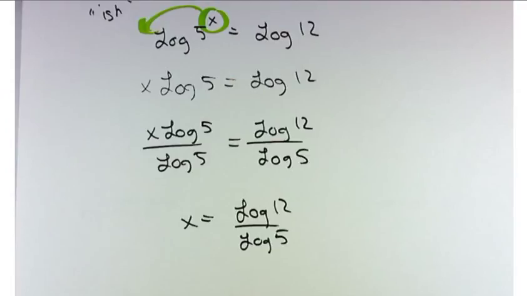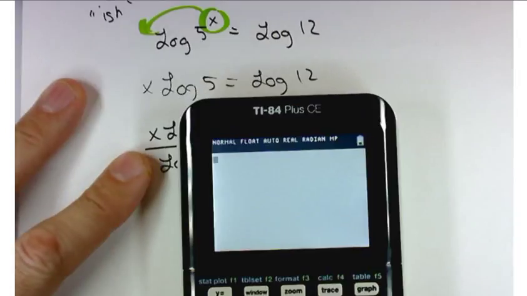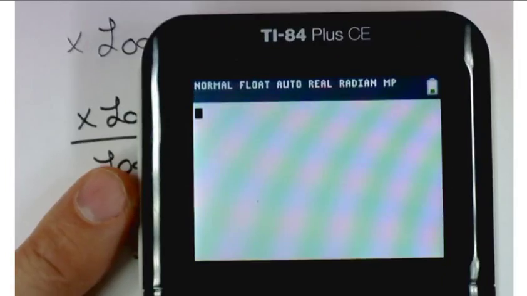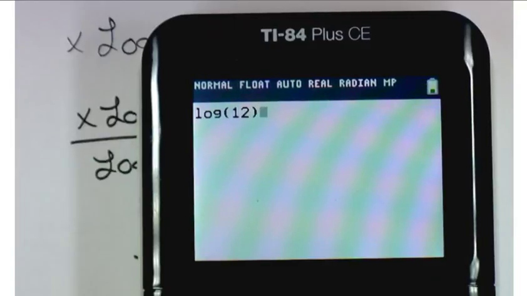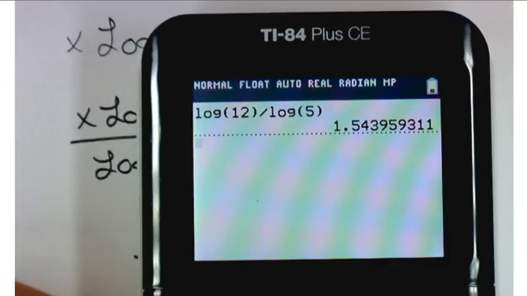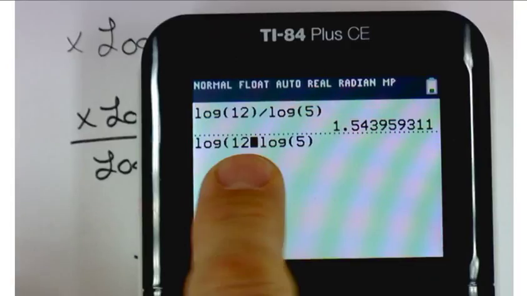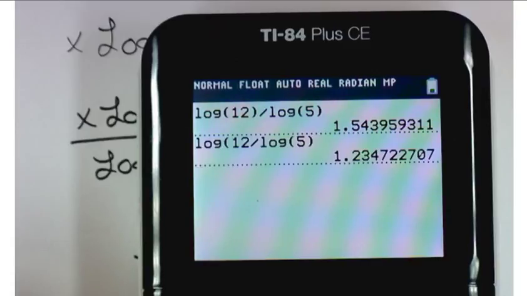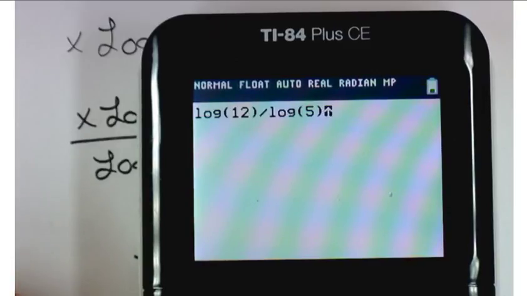Let's see if we can calculate that number. So take out your calculators. Type in the log of 12, and then you need that right parenthesis. Log of 12 divided by the log of 5. Without that right parenthesis, what your calculator is going to do is divide 12 by the log of 5 and then take the log of that. You're going to get something much different. So let's go back and do it the right way.